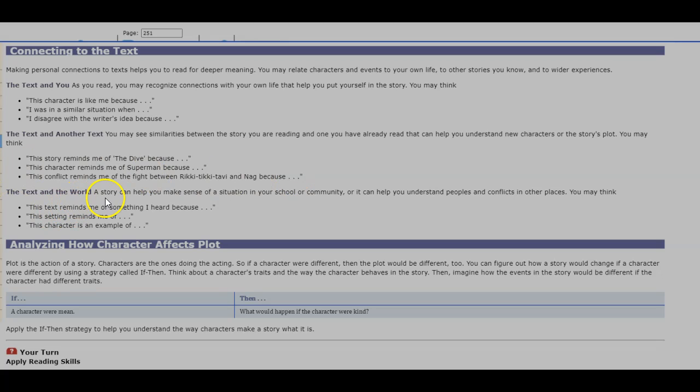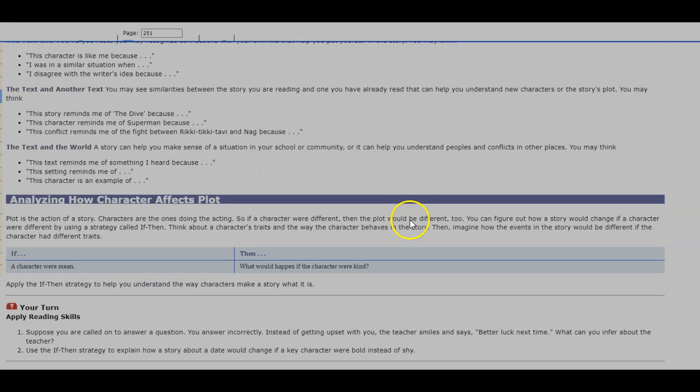The text and the world. A story can help you make sense of a situation in your school or community. It can help you understand peoples and conflicts in other places. You may think, this text reminds me of something I heard because. This text reminds me of. This character is an example of.